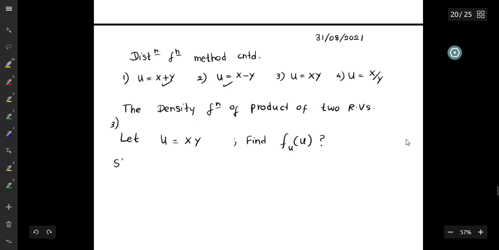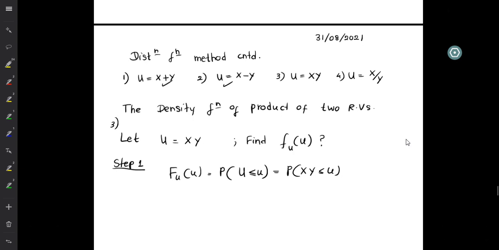Okay, so as the first step, let's find the cumulative density or the cumulative distribution function, or the CDF, of u according to the notation. That will be the probability that capital U is less than or equal to u. But we know U is x times y, right? So you can write it like this.